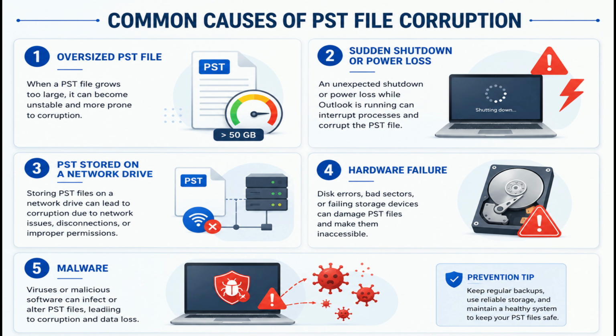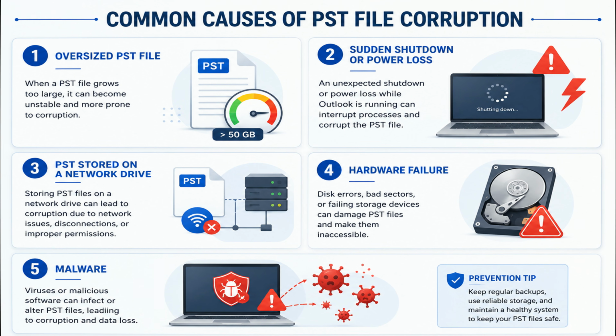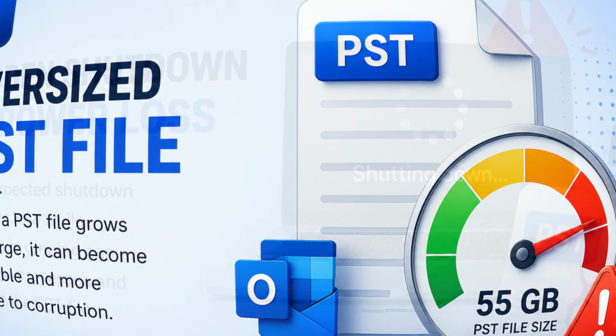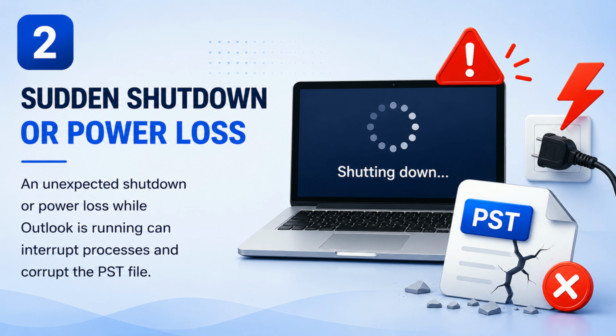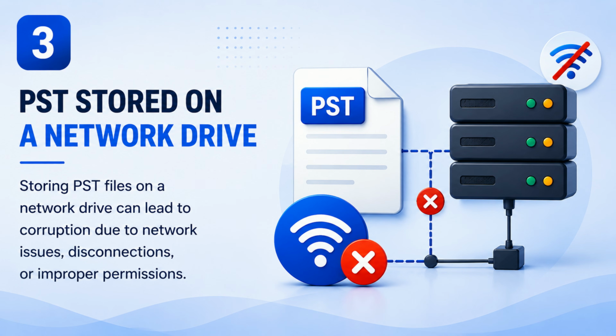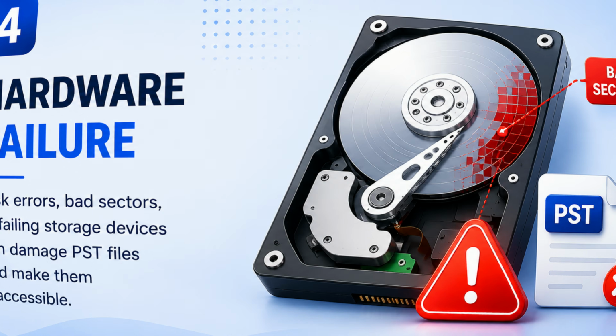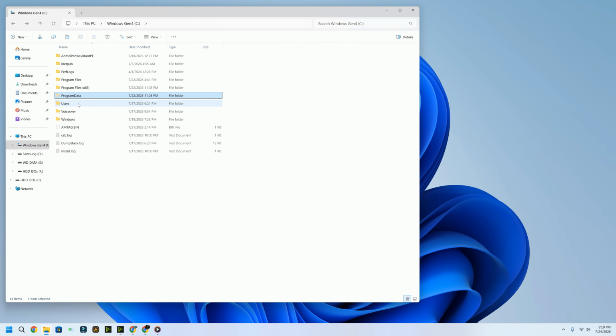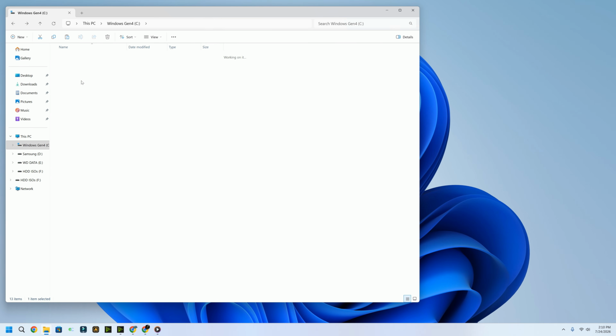Quickly, why does this happen? A PST file can get corrupted for a few common reasons. An oversized PST file that's grown too large, sudden shutdowns or power loss while Outlook is open, storing the PST on a network drive, hardware problems or malware. Whatever the cause, the fixes are the same. Let's start with the free method.